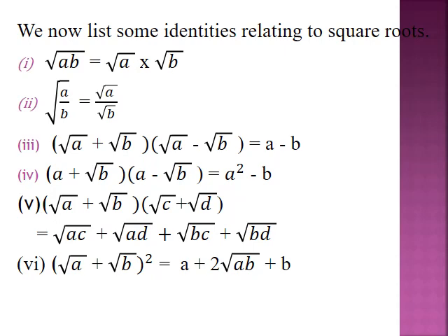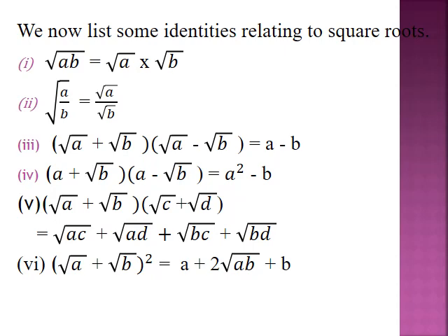If you remember your third identity from last year, it is (x plus y)(x minus y) equals x square minus y square. So here, in place of the square, the root sign is there, and the answer is a minus b. Then next, (a plus root b)(a minus root b) equals a square minus b. Then (root a plus root b) into (root c plus root d) equals root ac plus root ad plus root bc plus root bd.